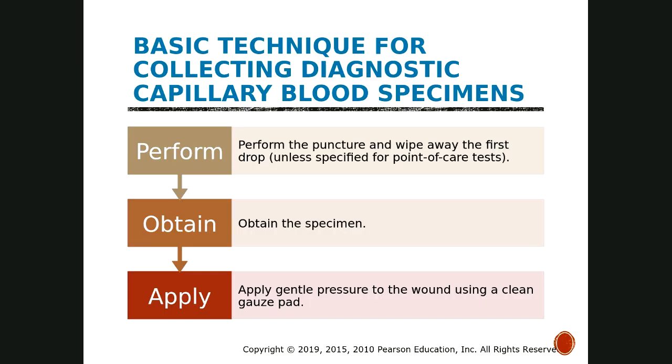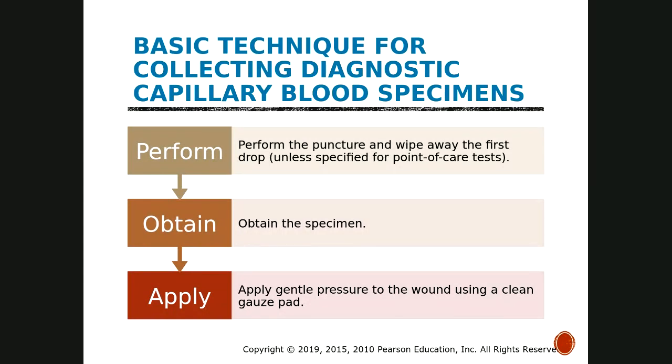You're going to perform the puncture and wipe away the first drop unless specified for point of care testing. It is really essential we get rid of that first drop because it is the most contaminated. We're going to obtain the specimen and apply gentle pressure to the wound using a clean gauze pad.